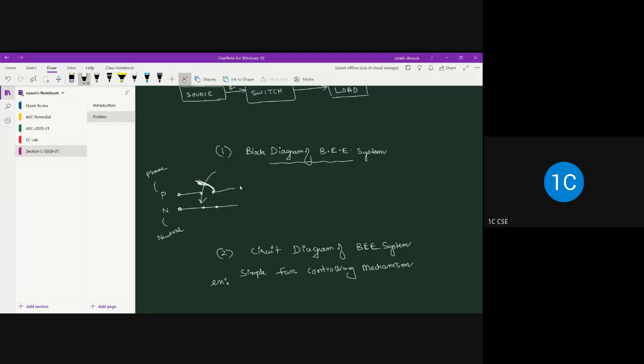Fine. Then we will also provide some fuse, right? There will be some fuse in your circuit. So this is your fuse, a protective device. And this is your switch. And then it gets connected to the load. So this is your fan.